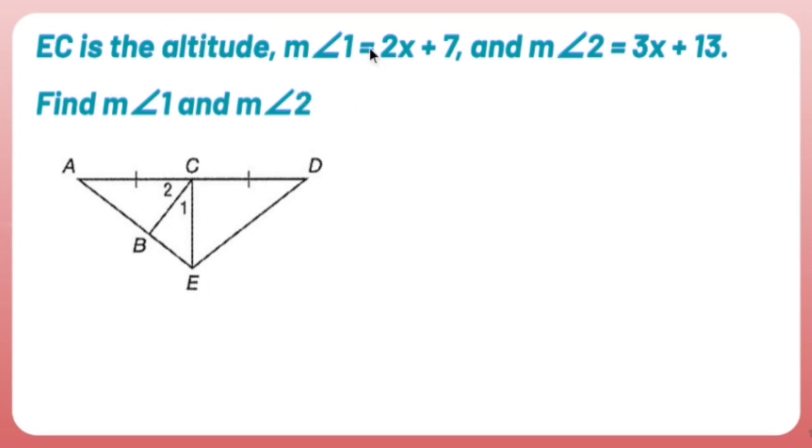Altitude. The measure of angle 1, u, is 2x plus 7, and the measure of angle 2, u, is 3x plus 13. Find the measure of angle 1 and the measure of angle 2.